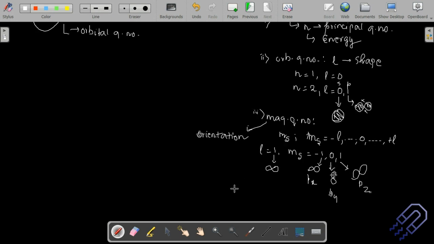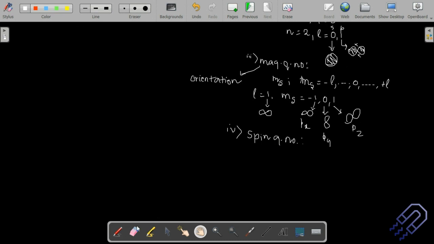Okay, and of course the fourth one is the spin quantum number. These are the four quantum numbers that are most important. It's not that these are the only four. We have other quantum numbers as well when we talk about nuclear physics: baryon number, lepton number, and so on. But we are not going to discuss that.